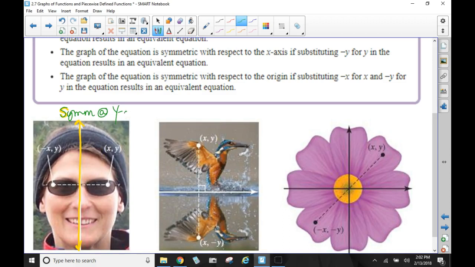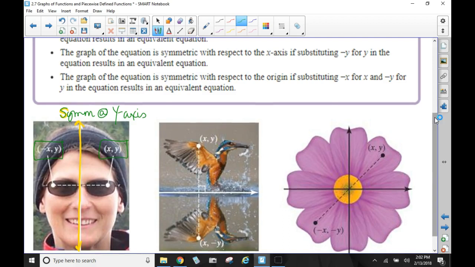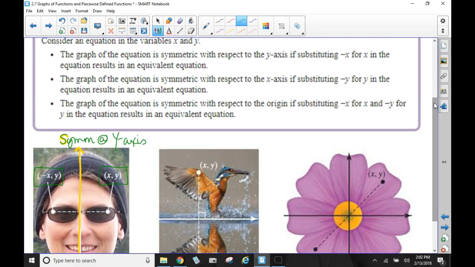Usually people's faces are symmetric about a vertical line. This would display symmetry about the y-axis. That is going to occur if you have some xy ordered pair and you have a negative x with the same y that goes with it. That would be symmetry about the y-axis. So on the first bullet point up here, to test to see if a graph is symmetric with respect to the y-axis, we substitute a negative x in for x in the equation, and then simplify and see if that is the same thing as what we started with.